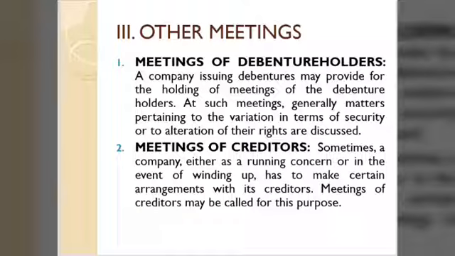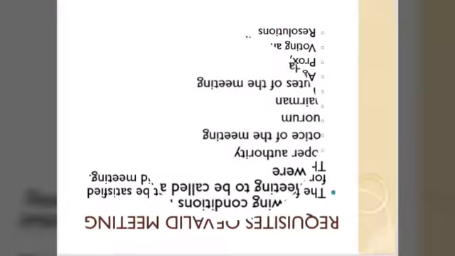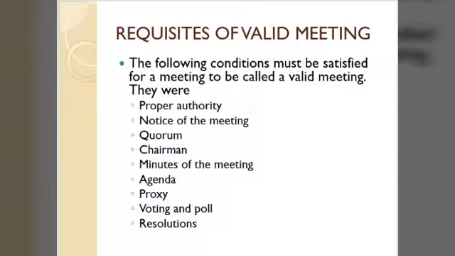These are the various types of meetings. It is a very, very important aspect in case of company meeting. The next important aspect in company meeting is the requisites of the meeting. Requisites of the meeting is the essentials of a valid meeting.